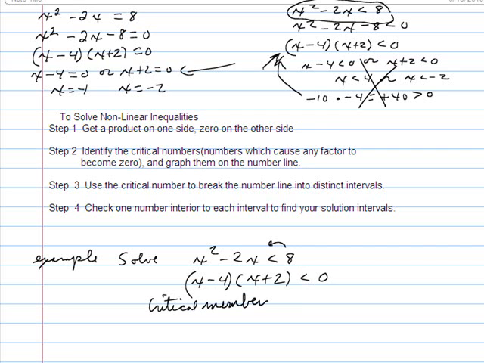Now, critical numbers are numbers which cause factors to become 0. When you multiply things together, like x minus 4 times x plus 2, that x minus 4 and x plus 2 are called factors. Now, what value of x would make x minus 4 0? Well, that would be 4. And what would make x plus 2 0? That would be negative 2. So it says identify the critical numbers, so I've got 4 and negative 2, and graph them on the number line. So I'm going to make a number line here.